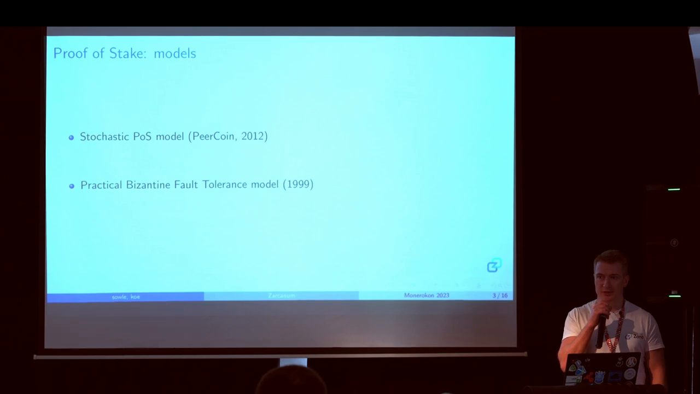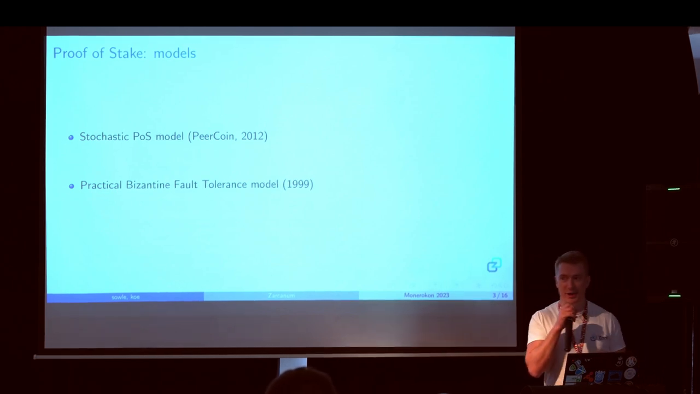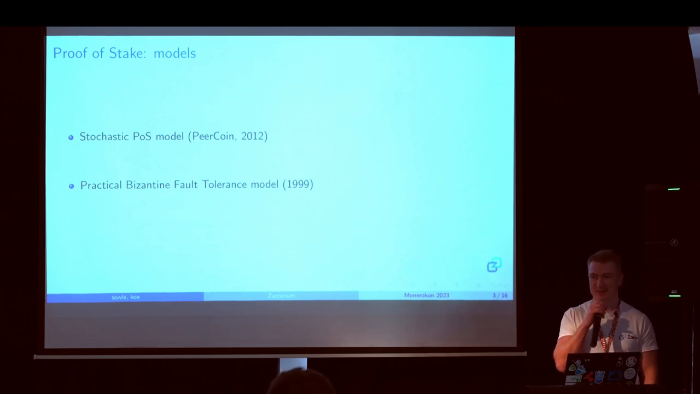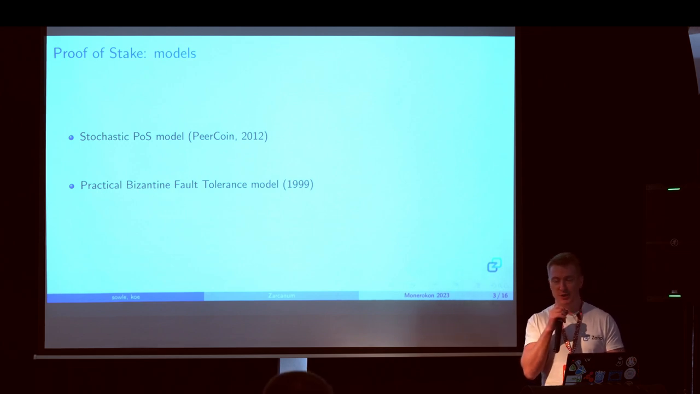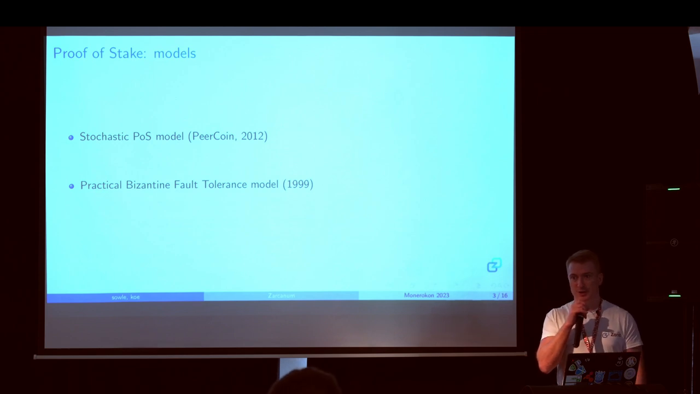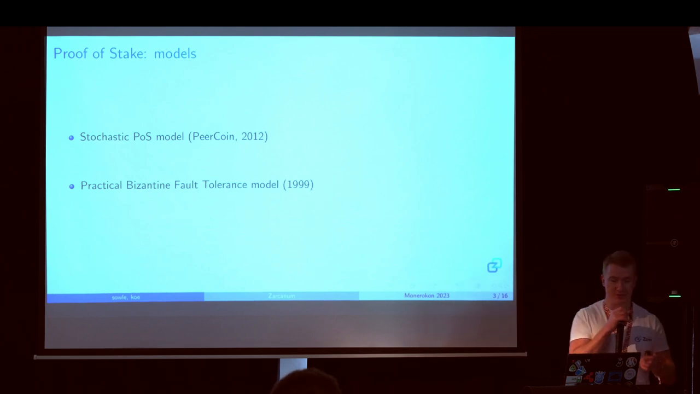Quick story behind this. The Zarcanum project is an evolution of Bulberry. Bulberry is an implementation of CryptoNote. And many years ago, when Crypto Zoidberg, who's sitting over there, was implementing it, he decided to use a hybrid proof of work and proof of stake consensus. And he decided to use the stochastic proof of stake model. We will be using this model as a basis for our discussion.